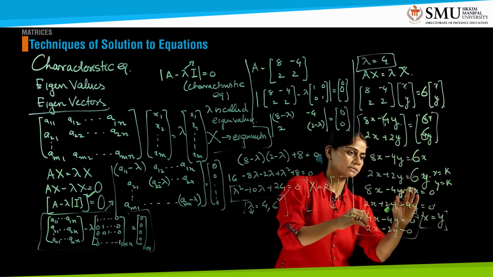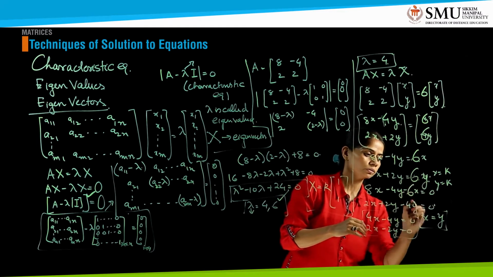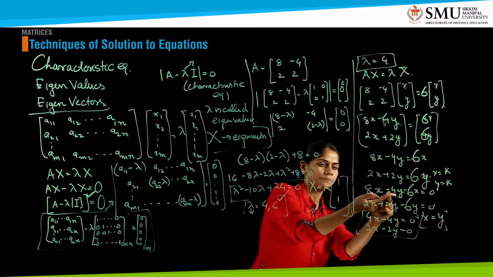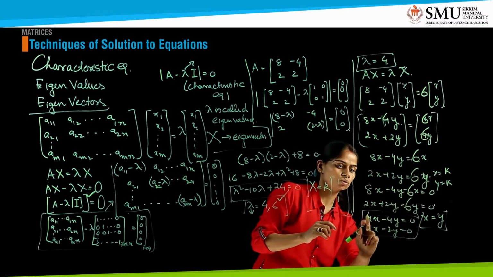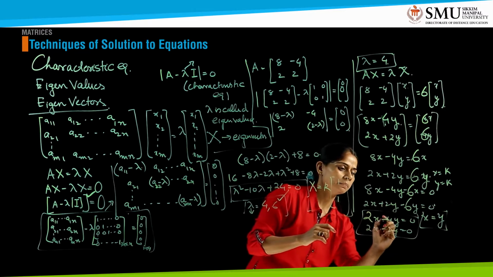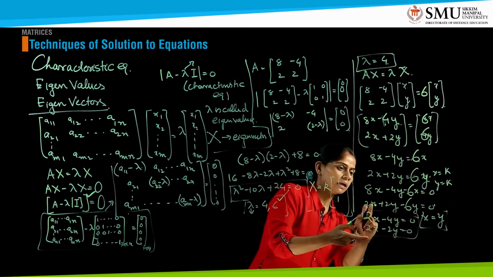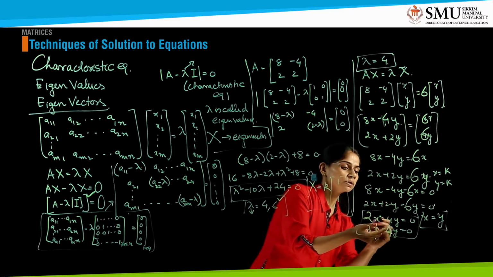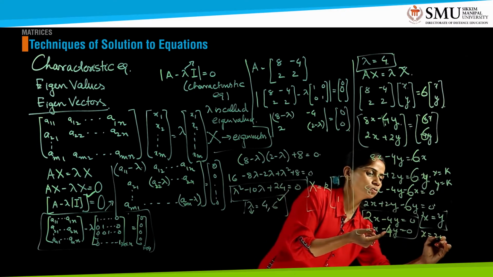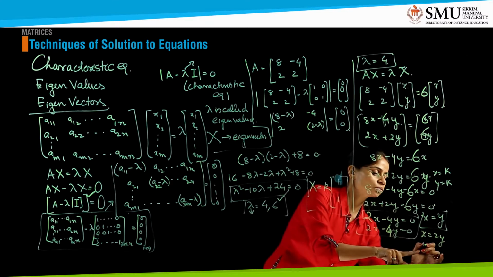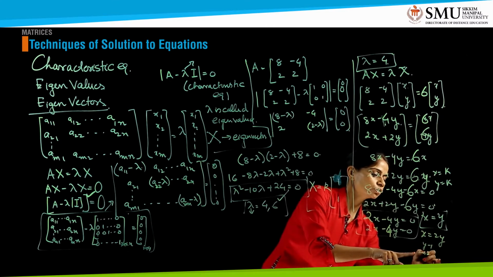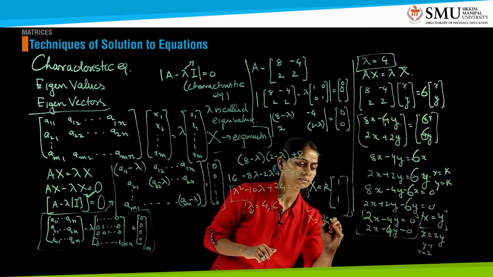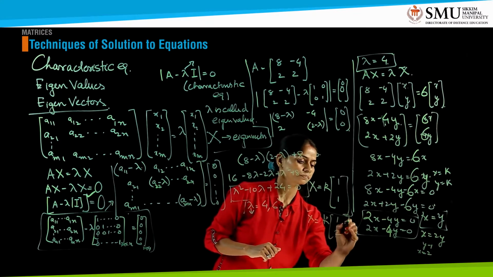So, when you take this side, here it is 8 minus 6, which is 2. So 2x minus 4y is equal to 0. This implies x is equal to 2y. So if y is equal to 1, then x is equal to 2. In this case your eigenvector, if it is k times, is (1, 2).